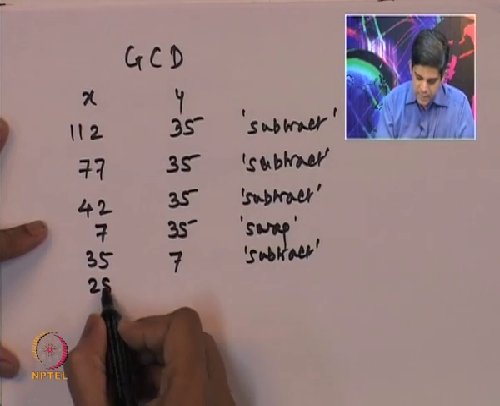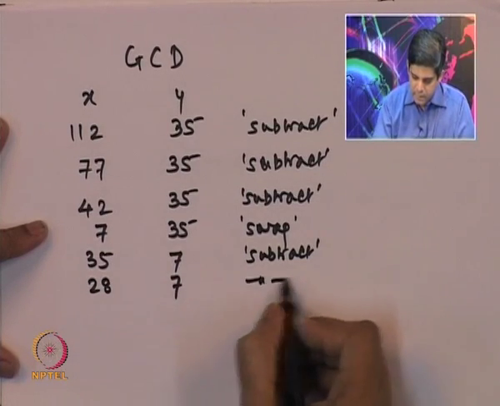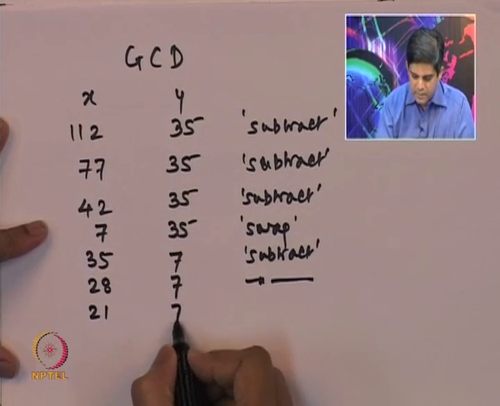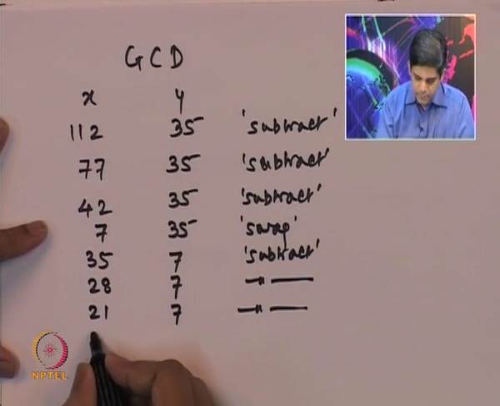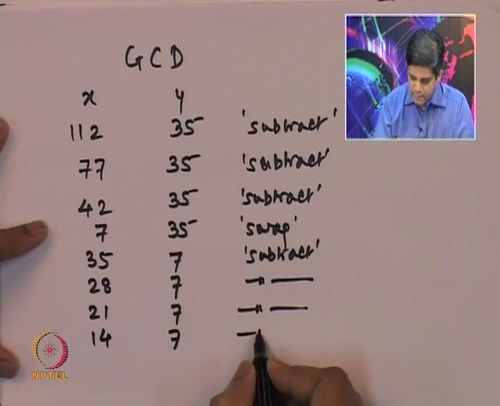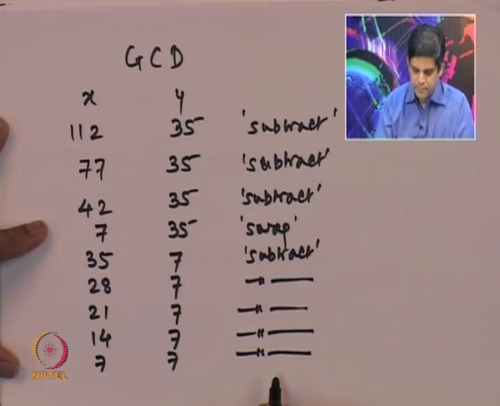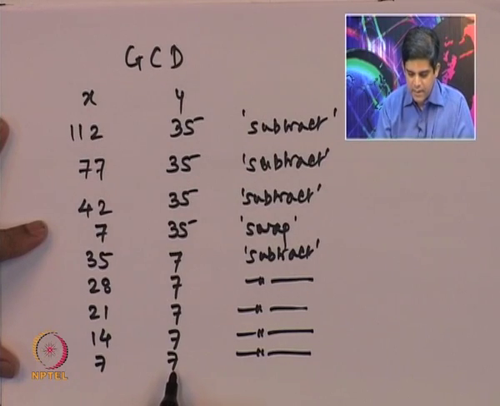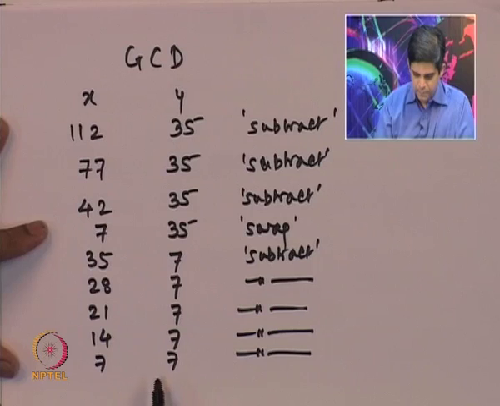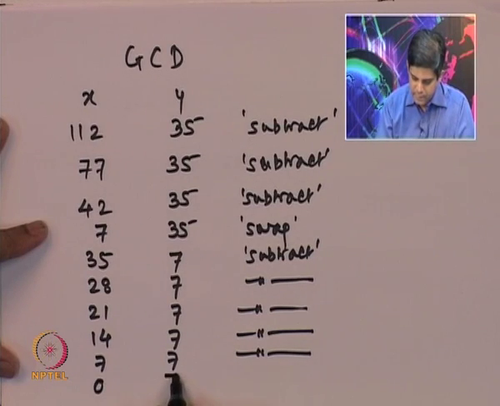So, we get 28, 7, similarly again subtract 21, 7, 14, 7, subtract again 7, 7. Now, we have a situation that x is still greater or equal to y. So, we will again subtract, we get 0, 7.